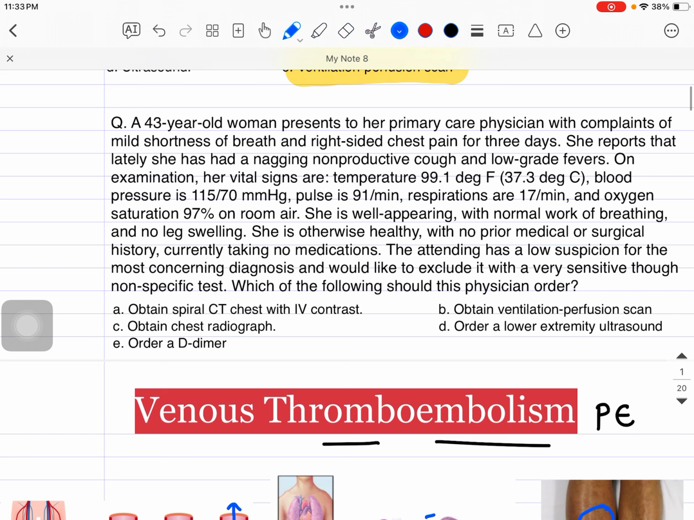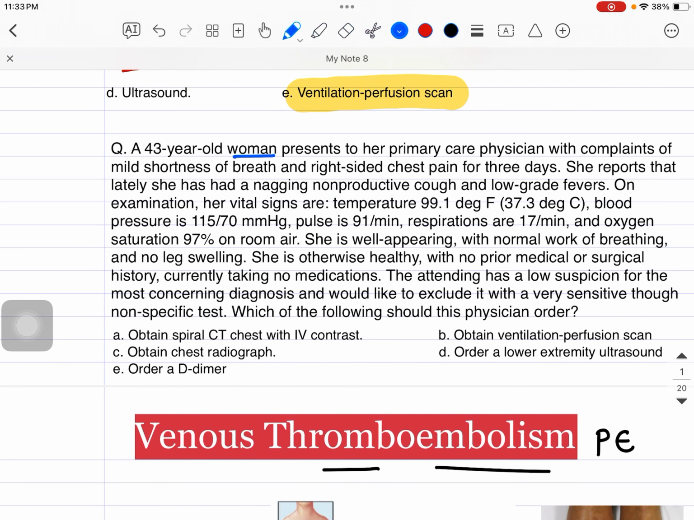So a 43-year-old woman presents to the primary care physician with complaint of mild shortness of breath and right-sided chest pain for 3 days. Now she reports that lately she has a nagging non-productive cough with low-grade fever. On examination, her vitals are temperature 99.1, BP 115/70, pulse 91, respiration 17, oxygen saturation is also fine, that is 97. She is well appearing with normal work of breathing, no leg swelling. She is otherwise healthy, no prior medical or surgical history, currently taking no medication as well.